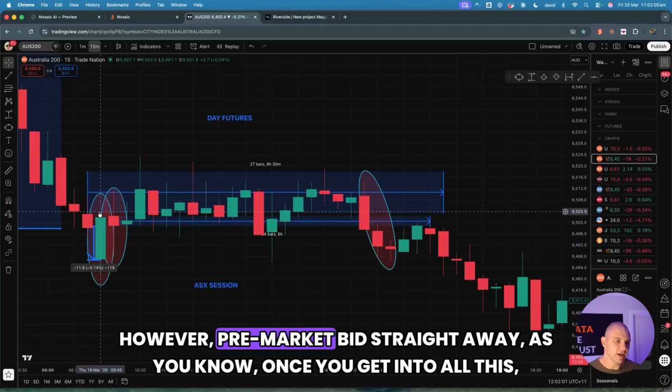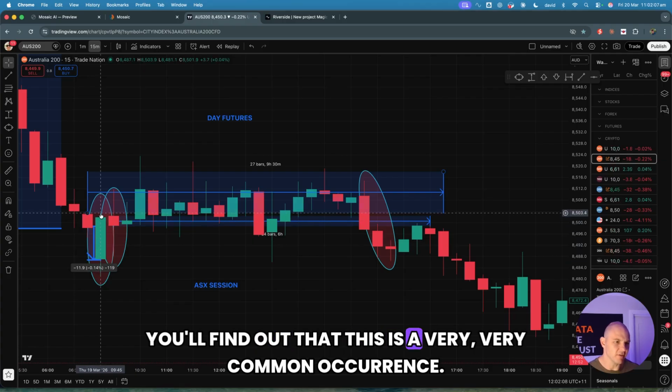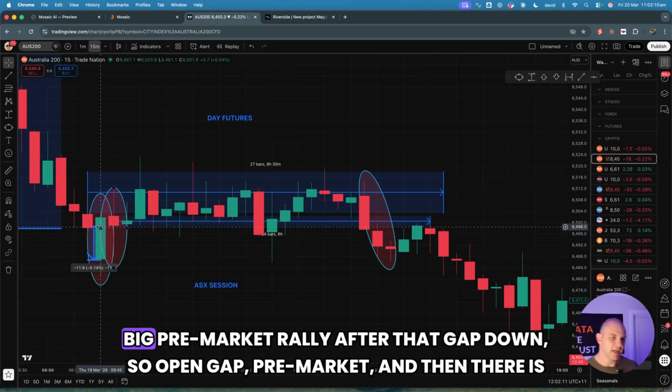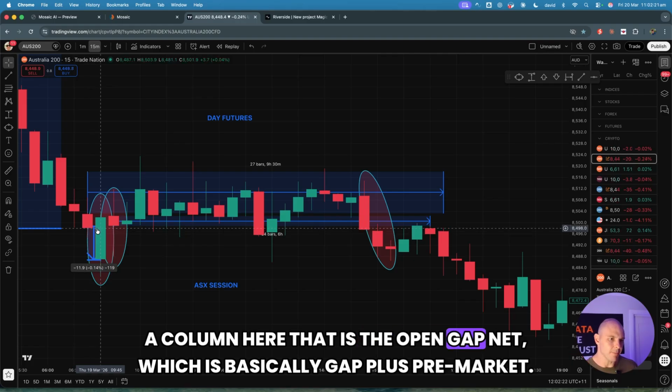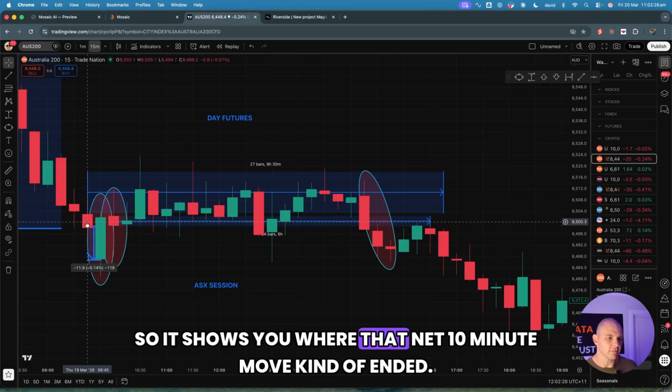However, pre-market bid straight away. Once you get into all this, you'll find out that this is a very, very common occurrence. Big pre-market rally after that gap down. So open gap, pre-market, and then there is a column here that is the open gap net, which is basically gap plus pre-market. So it shows you where that net 10-minute move kind of ended.